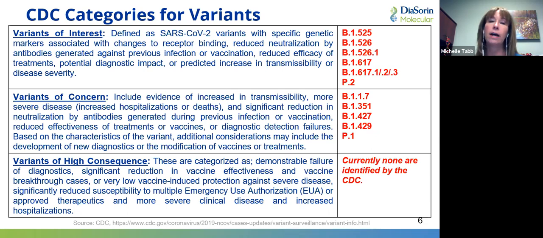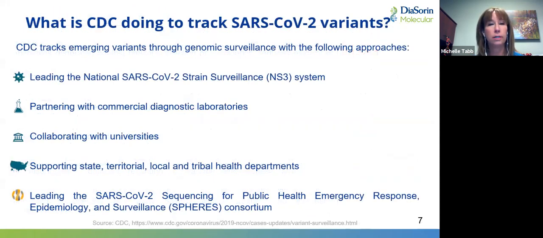So far, luckily, we have not seen any variants of high consequence, which would be categorized as a failure of diagnostics, a big severe reduction in vaccine effectiveness, or breakthrough cases, or very low vaccine-induced protection. So far, so good there. But of course, this continues to be surveilled in many different ways, which is what my next slide is about. And that is, what is the CDC doing to track the variants?